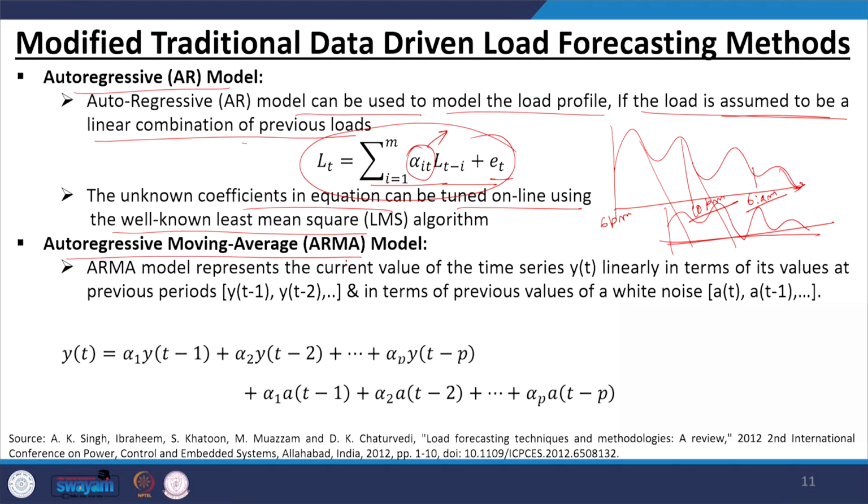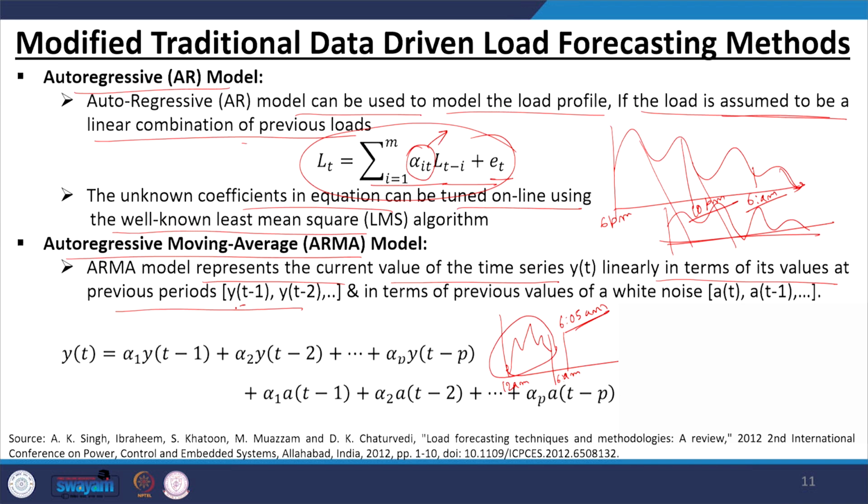Then the autoregressive moving average model, which is called the ARMA model. The ARMA model represents the current value of the time series y_t linearly in terms of its values at previous periods. That means, let us say we started at 12 a.m. and we started our prediction now, and let us say we are at 6 a.m. So, the ARMA model says that at, let us say, 6:05 a.m., whatever load we get is a linear combination of its previous loads as well.